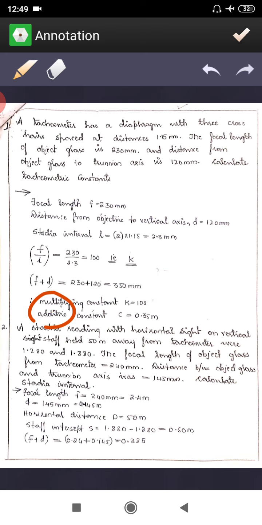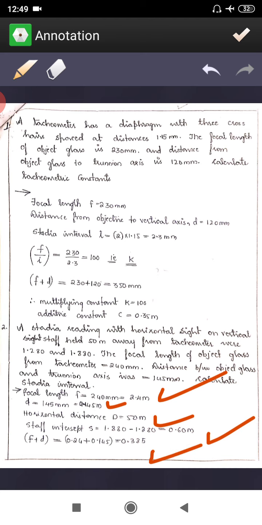I am going to write the data they have given. The focal length is 240 mm, that is going to be 0.24 meter. Small d is equal to 0.145 meters, that is 145 mm. Horizontal distance D is equal to 50 meters, and the staff intercept S is equal to 1.880 minus 1.280, which is 0.60 meters. Then F plus d is 0.24 plus 0.145, which is 0.385 meters.